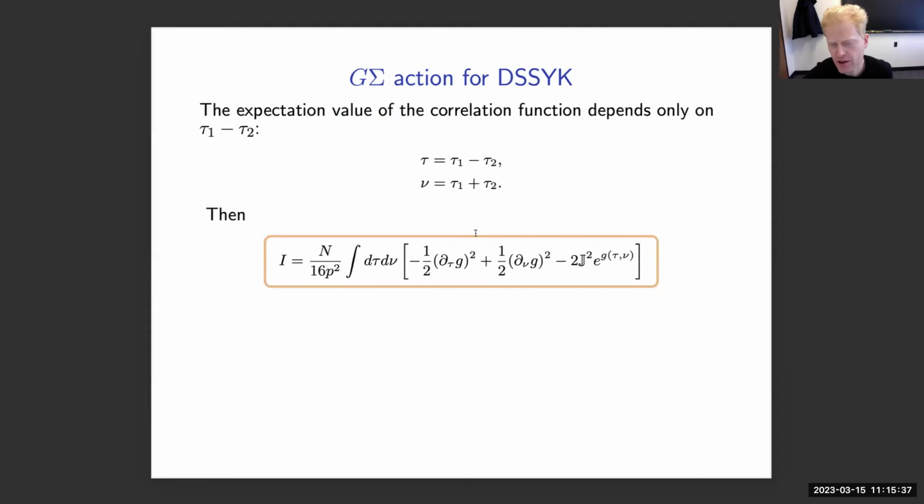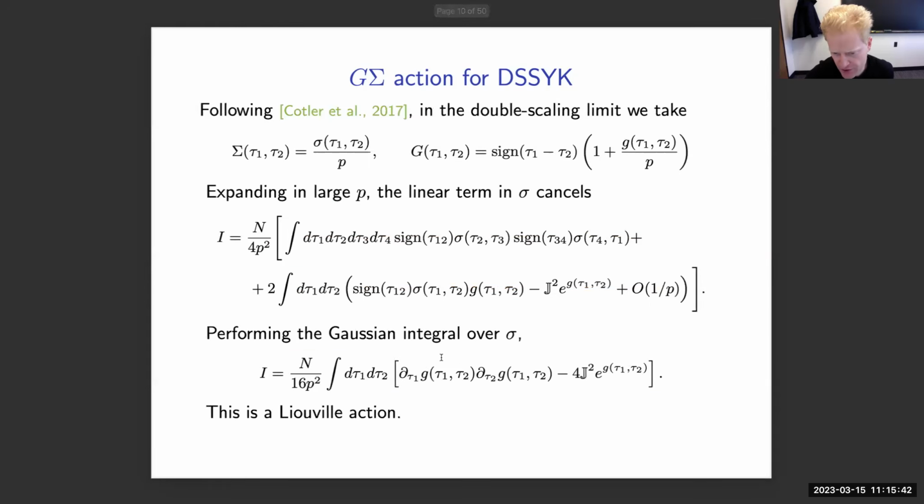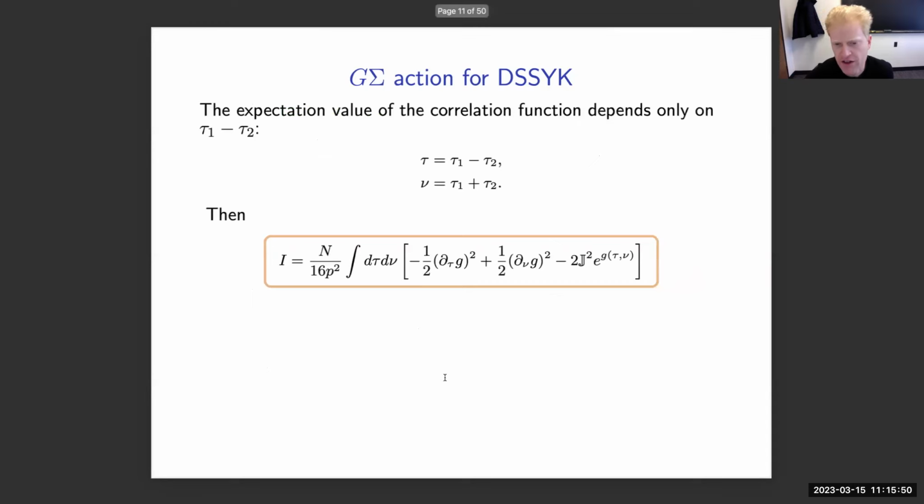Okay, and one other small change of variables: we expect this G, which is a function of two time variables, to depend, because of time translation invariance, only on the difference when we take the expectation value. So we define tau to be the time difference and nu the sum of the times. Just a very simple change. The kinetic term just becomes this; instead of d tau 1, d tau 2, it becomes this as usual.